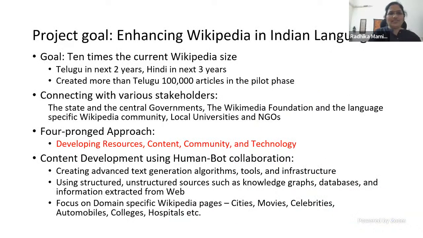To do this, we have adopted a 4-pronged approach. That is, we are developing resources, development of content, development of community, and of course using technology to develop the articles in the language. For this, we are connecting with government agencies, state government, central government, Wikimedia Foundation, and then we are trying to connect with local universities and non-government organizations to connect with the community.